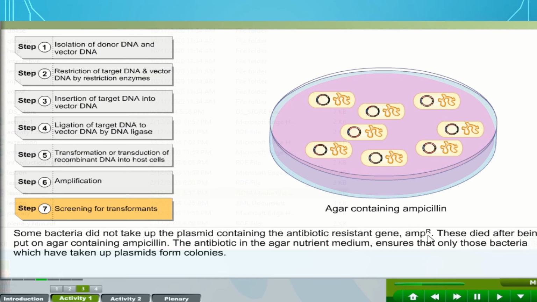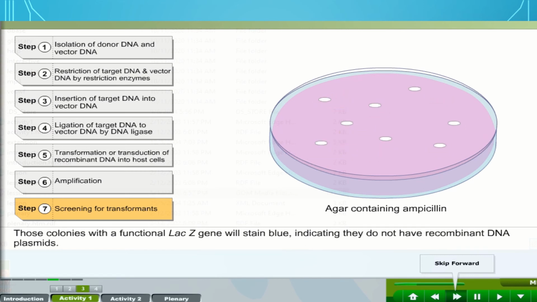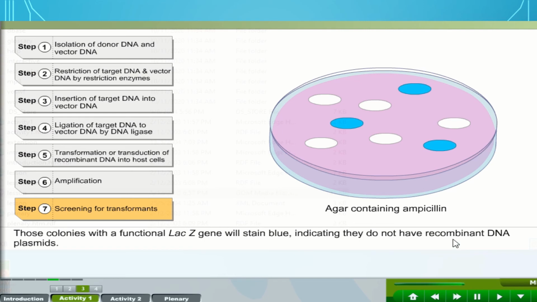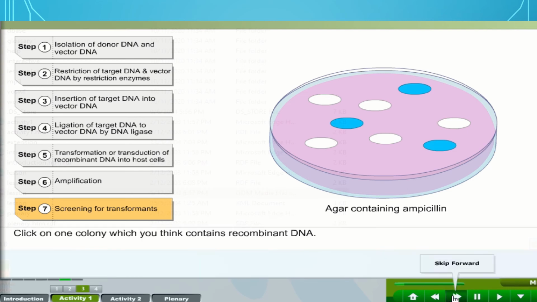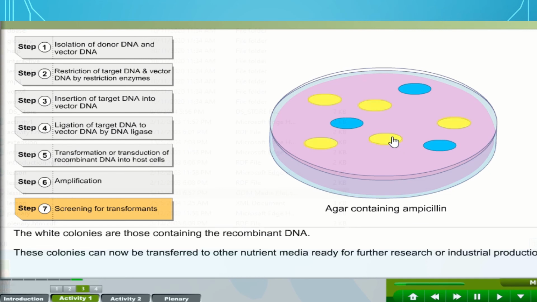Okay, some bacteria did not take up the plasmid containing the antibiotic resistance gene AmpR, so they die after being put on the agar containing ampicillin. This antibiotic in the agar nutrient medium ensures that only those that resist ampicillin survive. Those colonies with a functional lacZ gene, which stain blue, indicate they do not have the recombinant DNA plasmid. So the white colonies contain the recombinant DNA. So only the white colonies will be chosen for industrial production of the human gene.